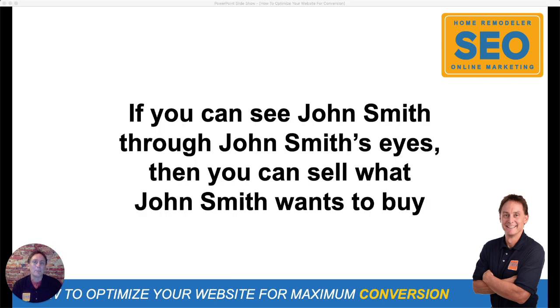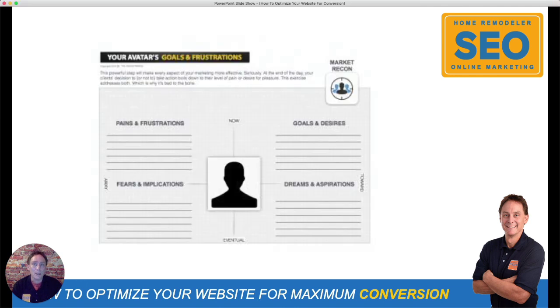Next, I want to talk about making sure that your message is focused on the right market, what I like to call message to market match. If you can see your customer through their eyes and know what they're looking for, then you can craft your message around that in order to increase conversions. What we're talking about here is understanding your customer avatar, your ideal customer avatar. It's crucial that you understand your customer and what is driving their buying psychology.